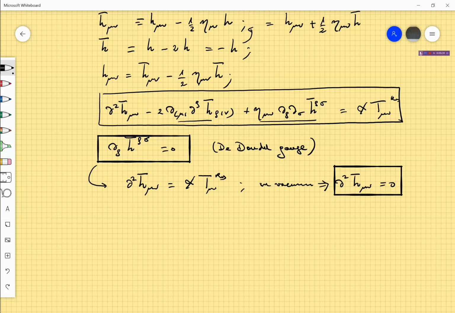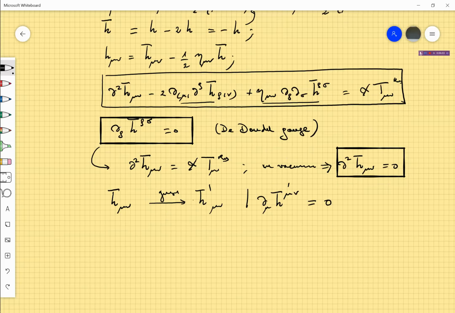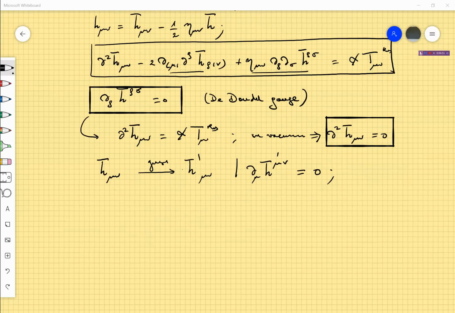write h bar satisfying this condition, this gauge. Or in other words, that given any initial h bar mu nu, you can always perform a gauge transformation such that the transformed field satisfies, let me put it like this, partial mu h bar mu nu prime is 0, because this is the condition that we want to impose. In order to prove this statement, we write explicitly the transformation.